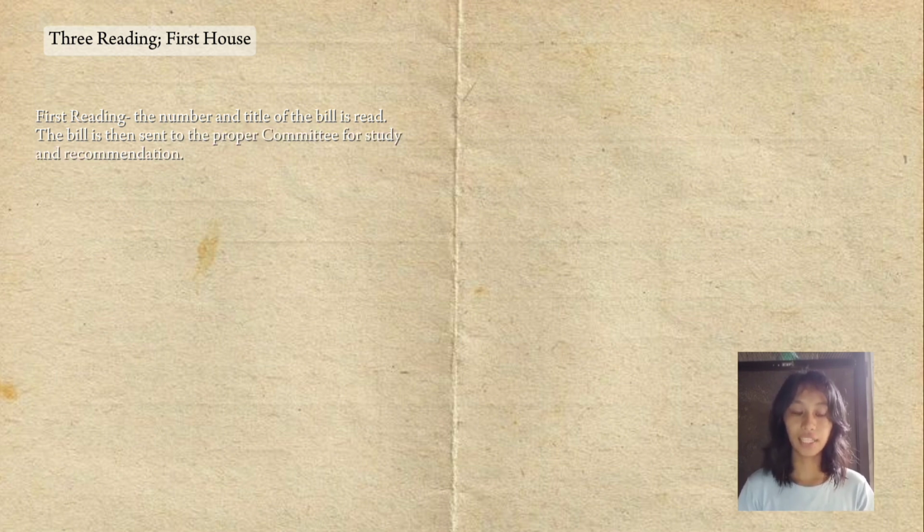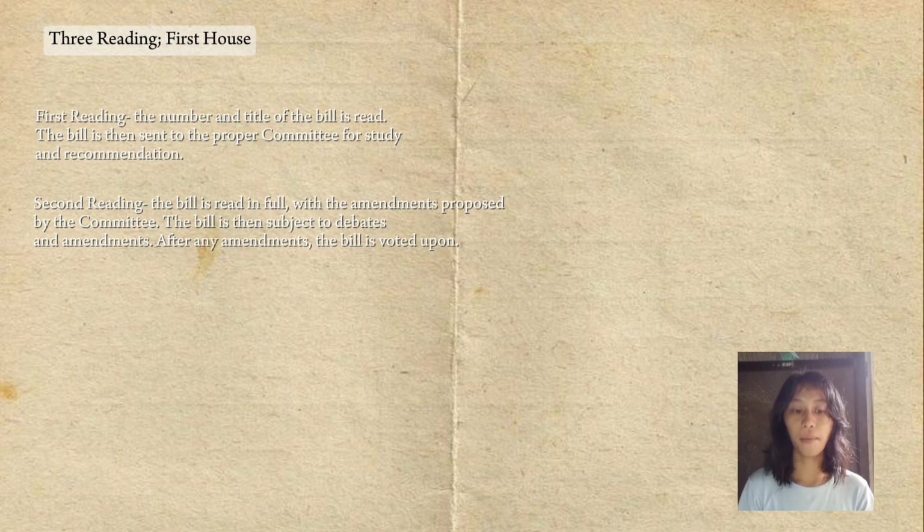In the first reading, the number and title of the bill is read. The bill is then sent to the proper committee for study and recommendation. In the second reading, the bill is read in full with the amendments proposed by the committee. The bill is then subject to debates and amendments. After any amendments, the bill is voted upon.